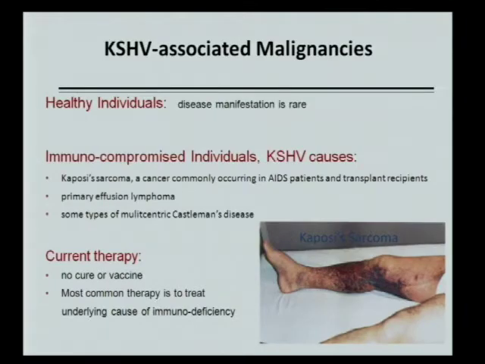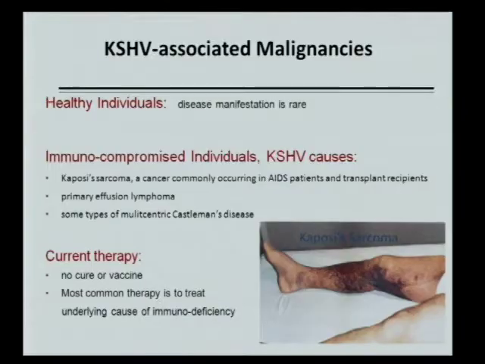So, like I said before, healthy individuals generally do not have any sort of disease manifestation. However, if an individual is immunocompromised and KSHV positive, several different types of KSHV-associated malignancies can ensue. The primary one is Kaposi sarcoma. It's an endothelial cell cancer that commonly occurs in AIDS patients, and it's highly vascularized, so you get this bruising-like appearance in these tumor cells. In addition, it can also cause primary effusion lymphoma, which is a B-cell cancer, and it can also cause some types of a rare disorder called multicentric Castleman's disease, which is a hyperproliferation of B-cells in the lymph nodes.